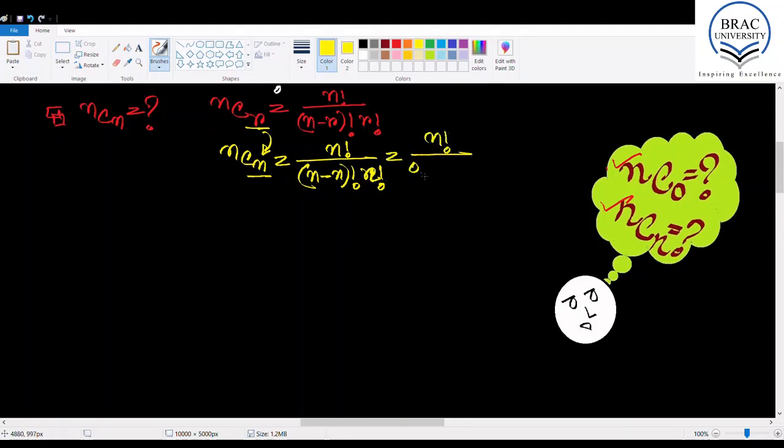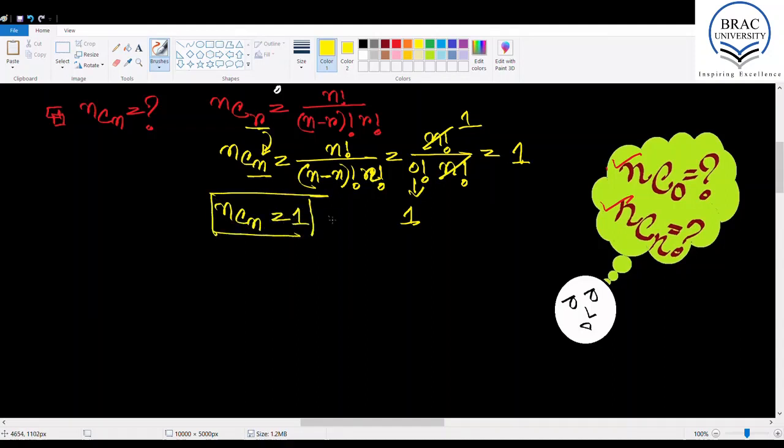So it will be n factorial over 0 factorial into n factorial, right? And it will eventually get what? 1. Why? Because this 0 factorial equals 1, and the n factorials will cancel each other. So nCn equals 1. Right? Can we explain this statement using an example?